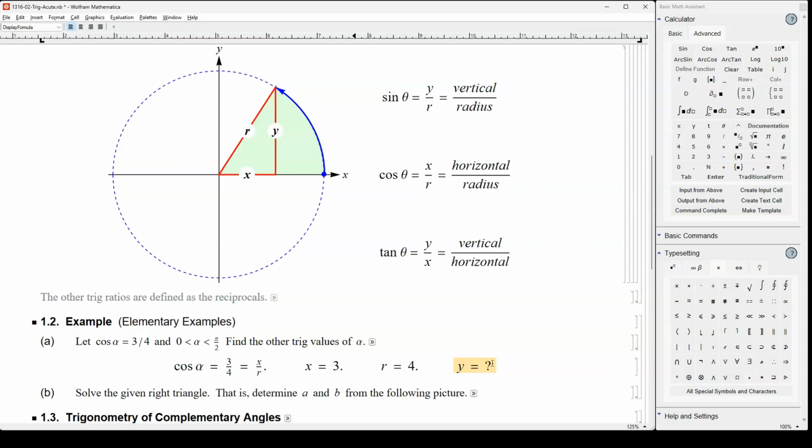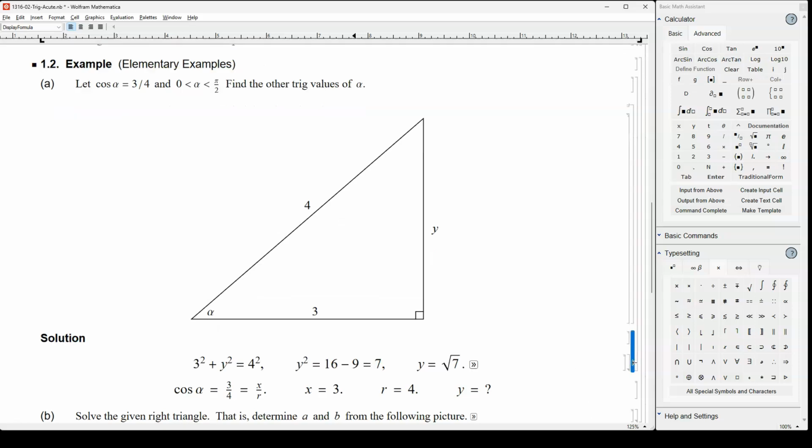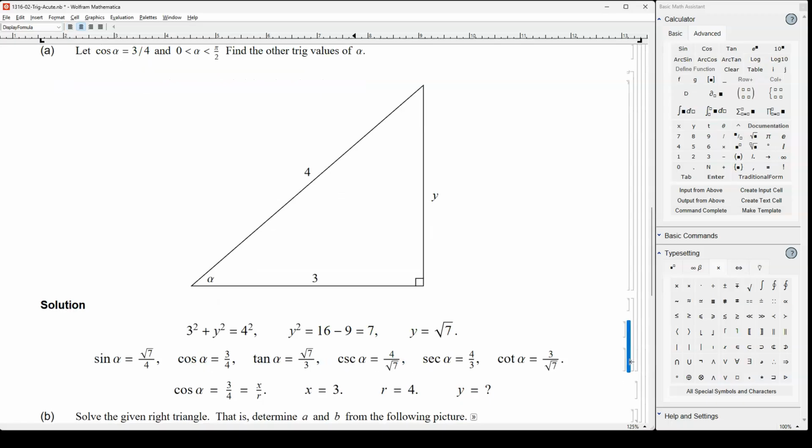So this is a key point. What is y? Can you figure it out from this right triangle? Stop the playback and do that. Did you get it? Well, I redrew the picture here, and then use Pythagorean rule here. 3 squared plus y squared is 4 squared, the hypotenuse squared. So y squared is 16 minus 9, so y is square root of 7. All right, I have y value. So using definitions of sine, cosine, tangent, and then their reciprocals, we get all 6 quantities like this.